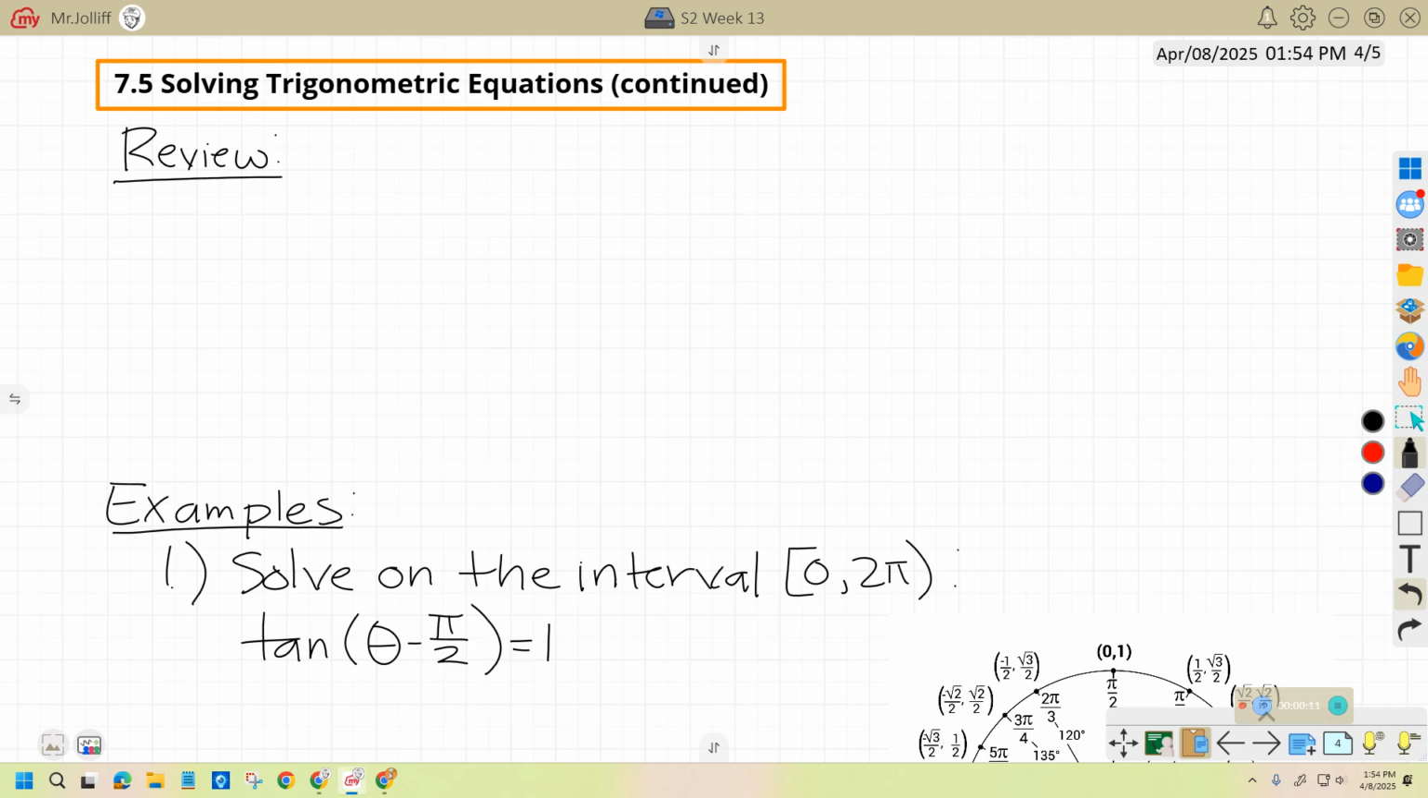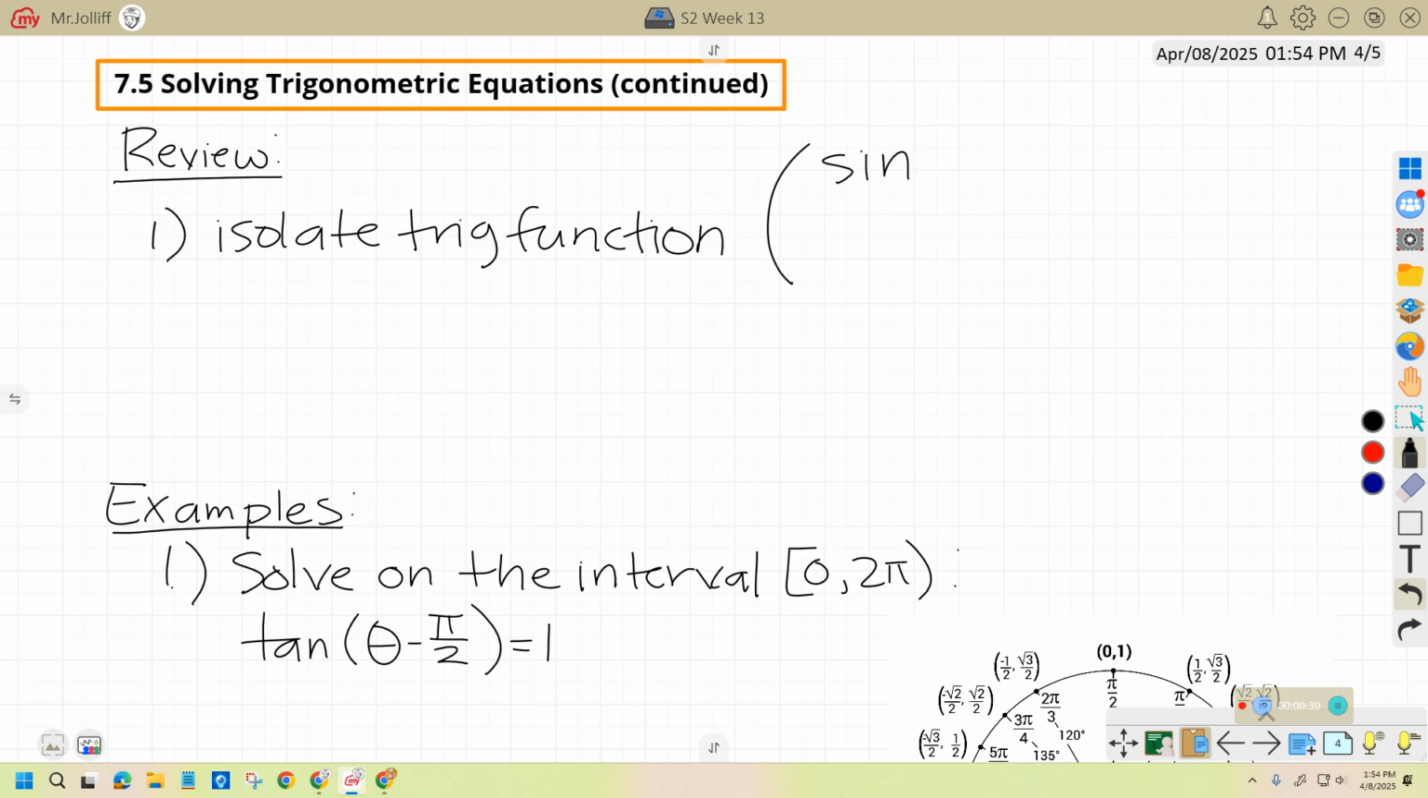So first thing that Juliana did in our warm-up was we got the trig function by itself on the left. And remember, those trig functions need to be sine, cos, or tan, because those are the trig functions on the unit circle. If I want to use the unit circle to find my answer, those are the ones I'm wanting to write it as. If it's cosecant, secant, or cotangent, I should rewrite it.